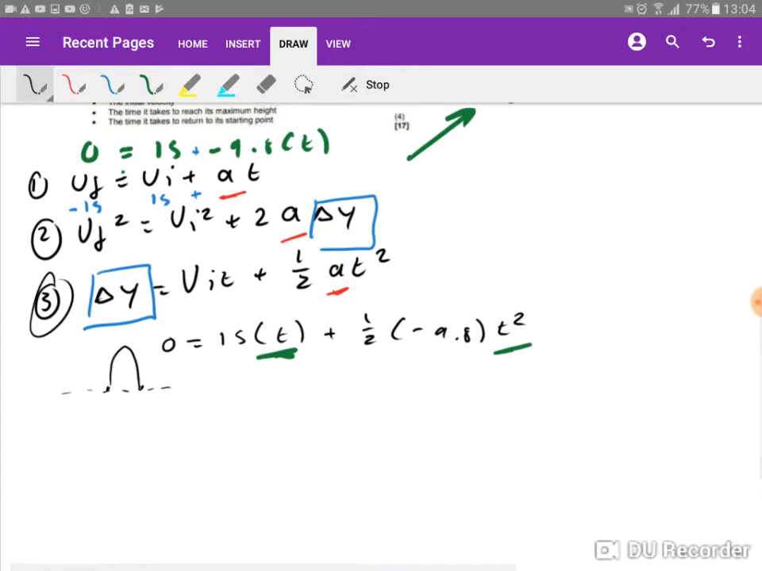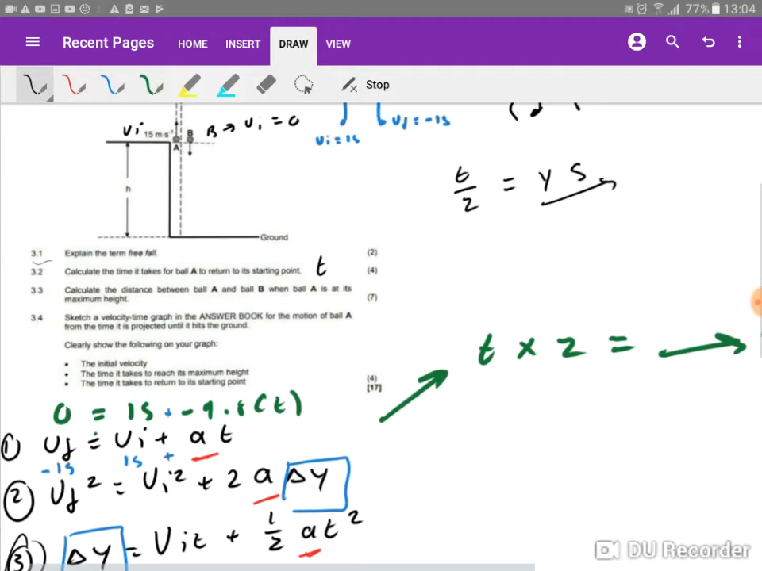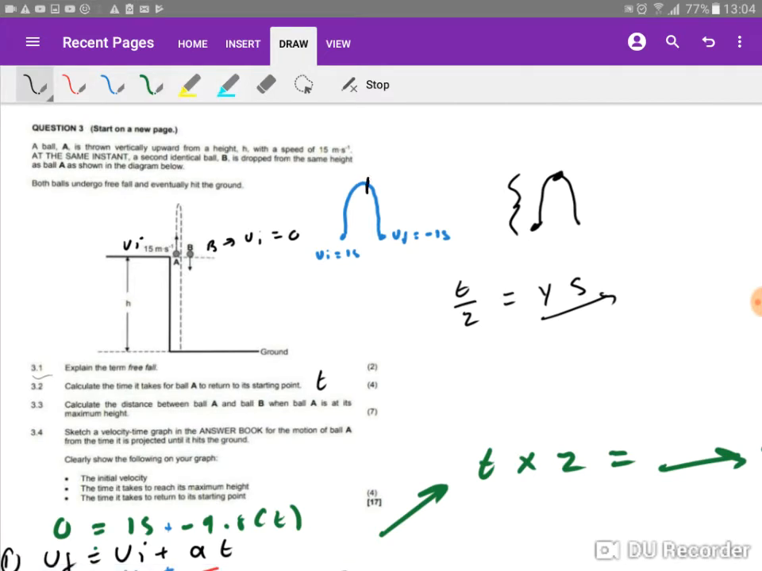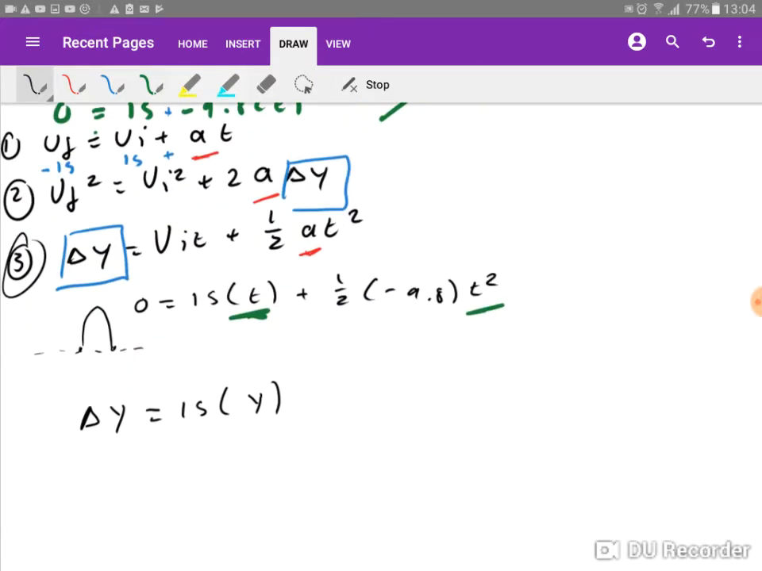We could use change in y, except this time we want change in y. So VI is 15, so this is just to get ball A's max height. 15, the time y, so that we know that y is the time it takes for it to get to its max height, because y is equal to the time answered in 3.2 over 2. Yeah, so plugging into this formula, half negative 9.8, well, y squared.